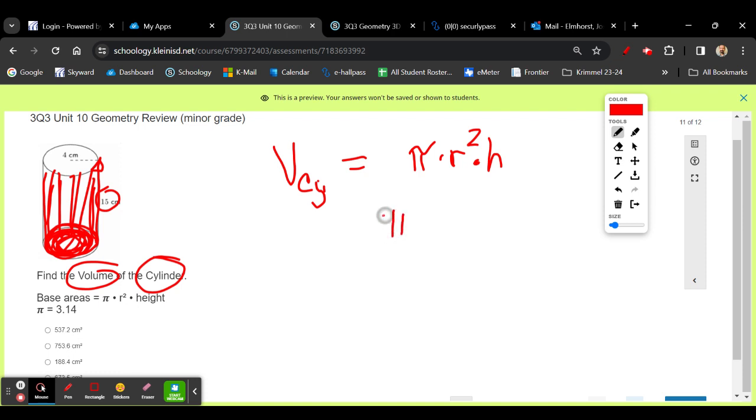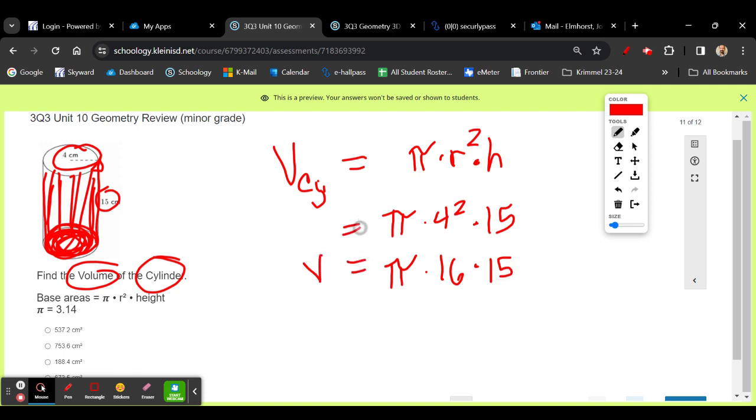So we got pi times the radius squared times 15. We got pi times 16 times 15. And I would leave that till last. So 16 times 15. Once you multiply that, then multiply by 3.14 to find the volume.